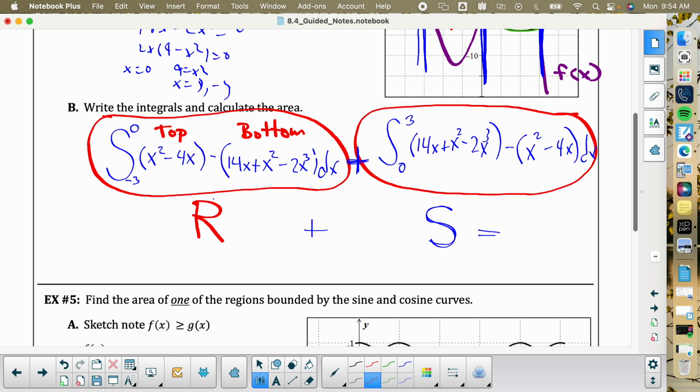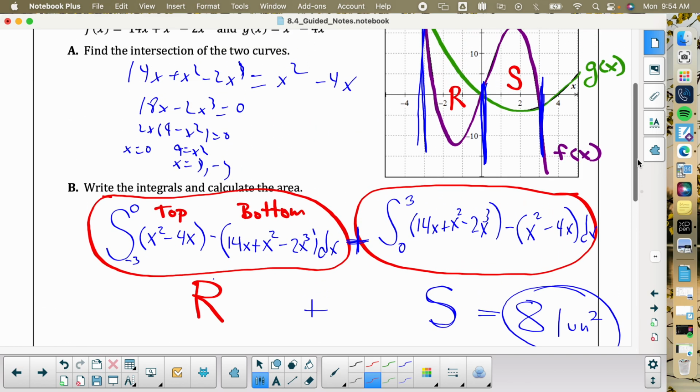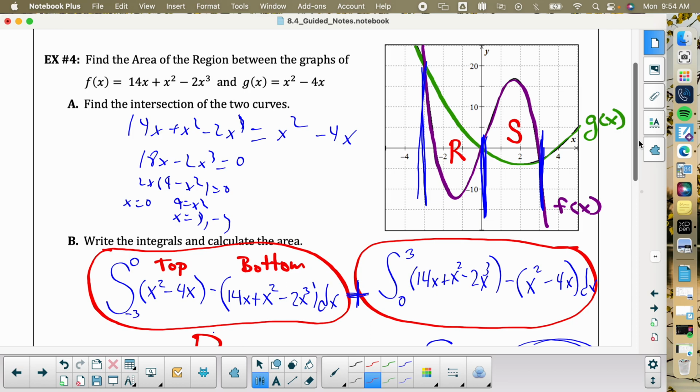Anybody actually type it all in yet? Exactly. 40.5 plus 40.5. It does not shock me that they're symmetric because you've got a parabola and a cubic that are centered around 0. I guess the parabola is not really centered at 0.